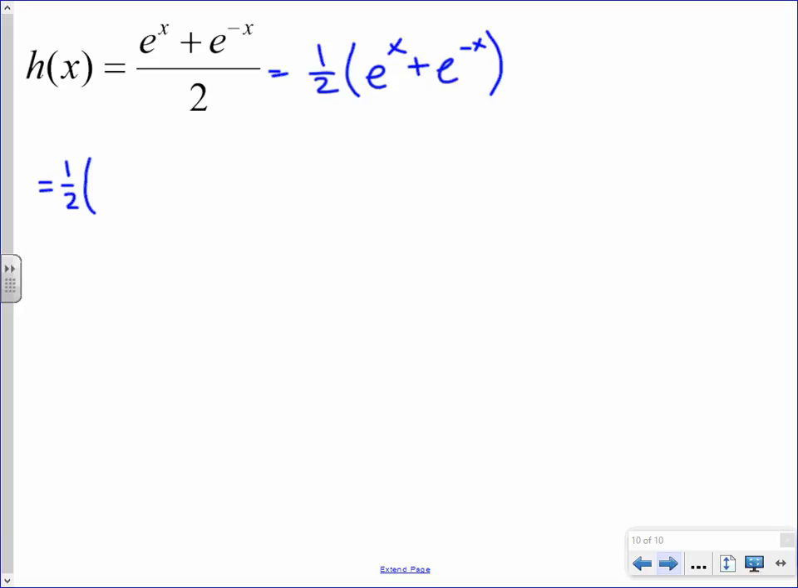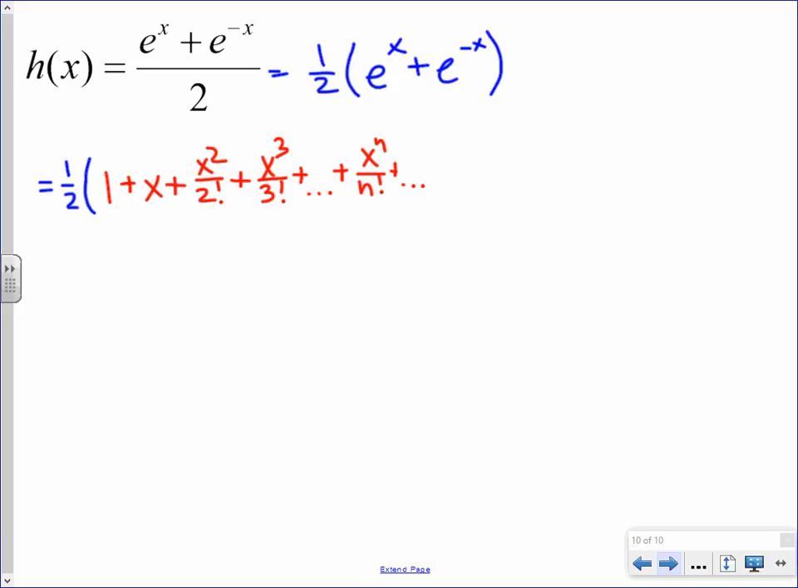E to the x. I'm going to write that in red. What is e to the x? 1 plus x squared over 2 factorial, x cubed over 3 factorial, plus x to the n over n factorial, right? Okay. In green, I'll write e to the negative x.